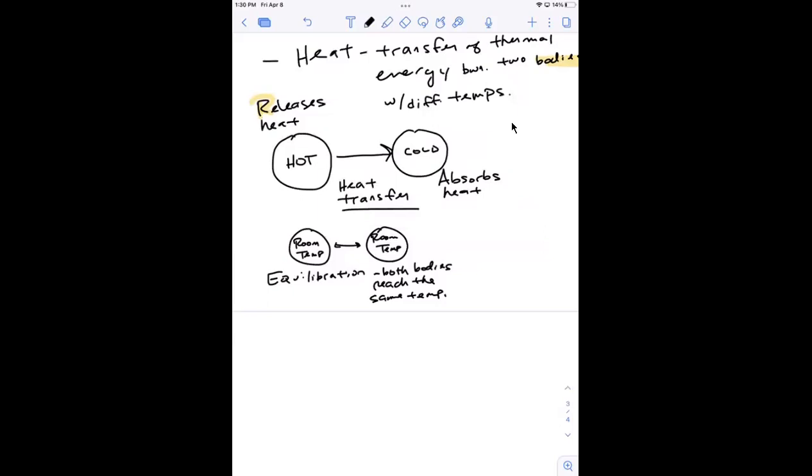All right. So now we know about thermal energy. We know about temperature, which is a measure of hot or cold, which is a function of thermal energy. And we know about what heat is, which is the transfer of thermal energy from one body to another, where one body is hotter than the other.